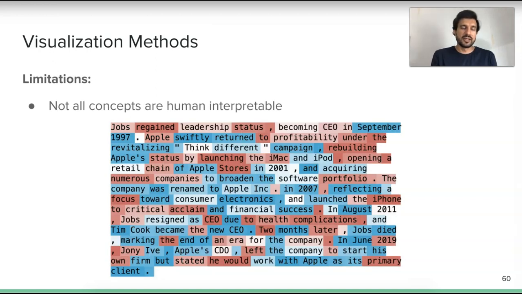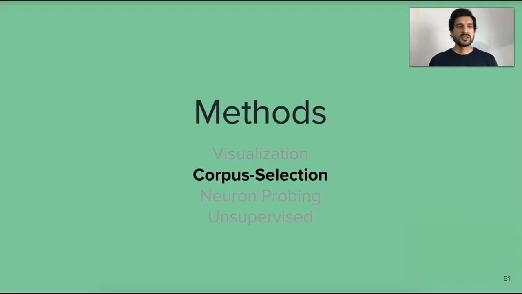Lastly, there are many neurons which are looking at uninterpretable concepts, and with visualization we can't do much about it. So far, we have seen visualization as a way to manually identify the concept a neuron is learning. The limitation, as mentioned before, is that the search space is quite large, both in terms of the neurons and the number of sentences in the corpus.